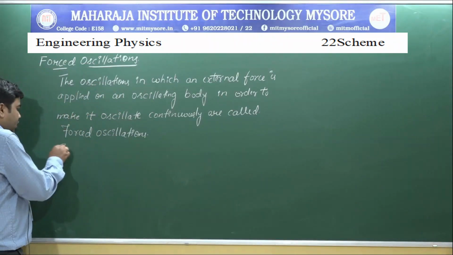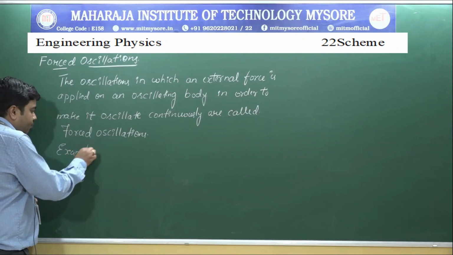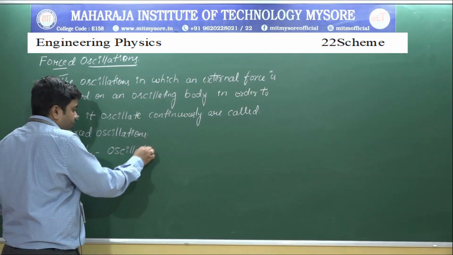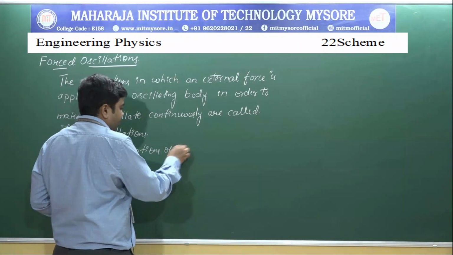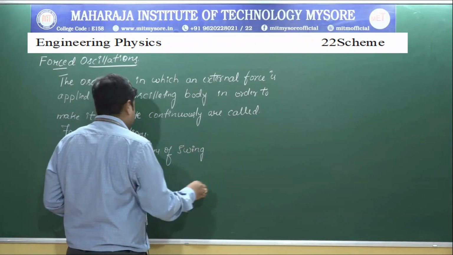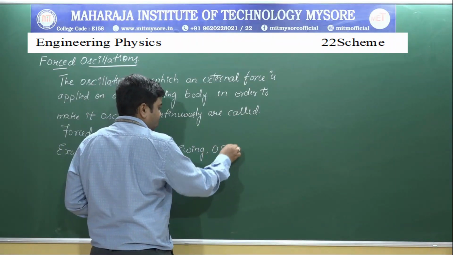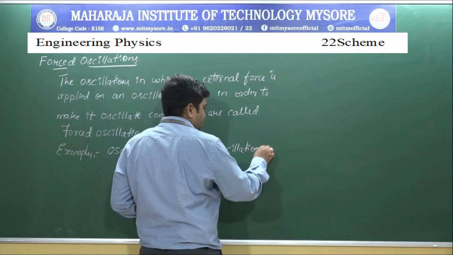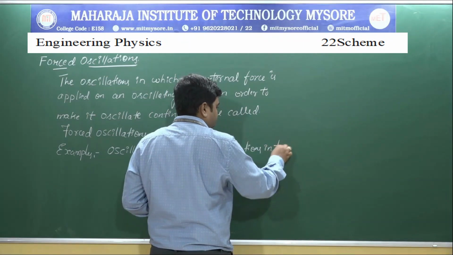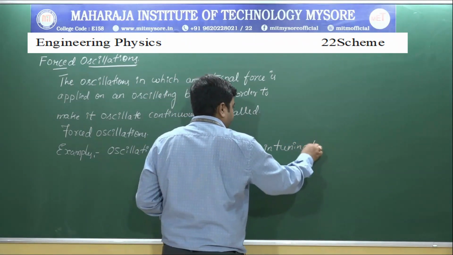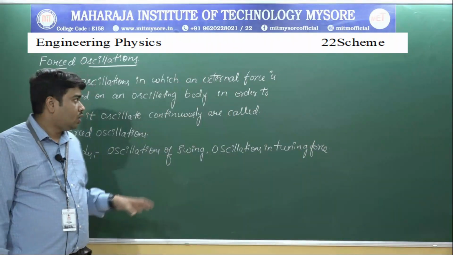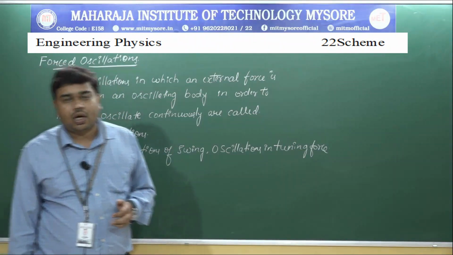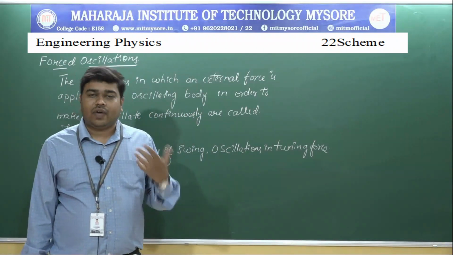Now, some examples of forced oscillations are oscillations of a swing, then oscillations in a tuning fork. Now, based on this definition of forced oscillation, next we are going to derive an expression for the amplitude as well as the phase of the forced oscillations.